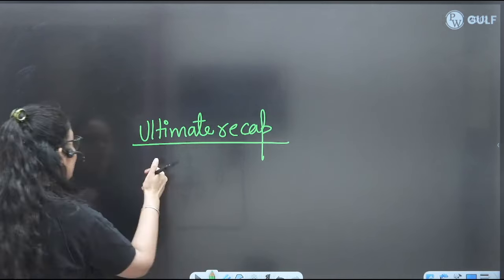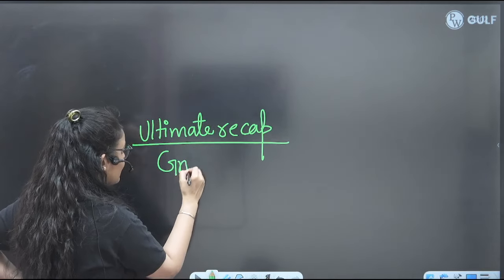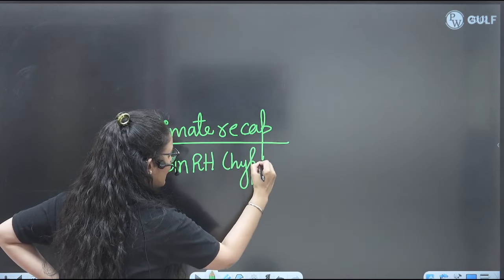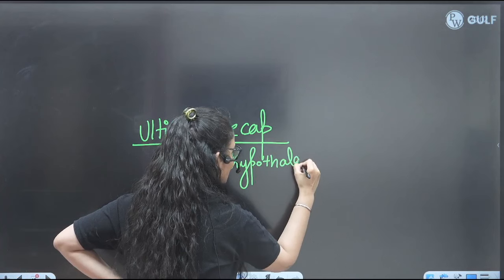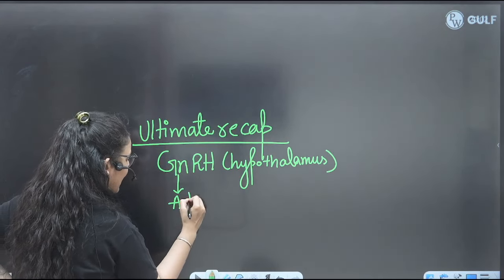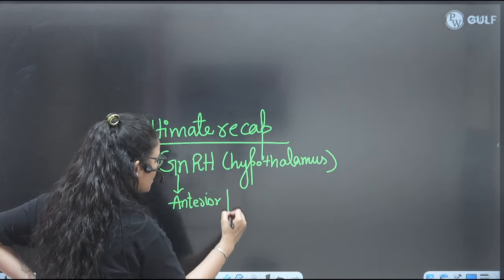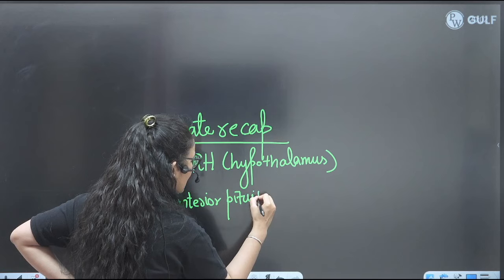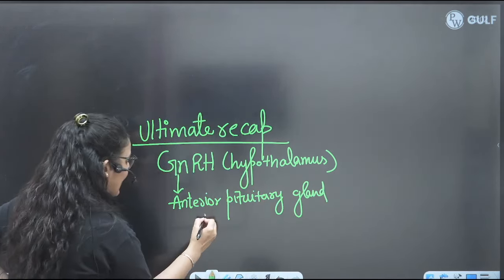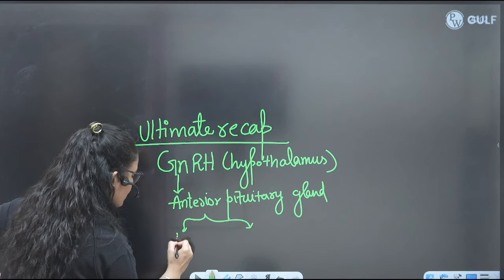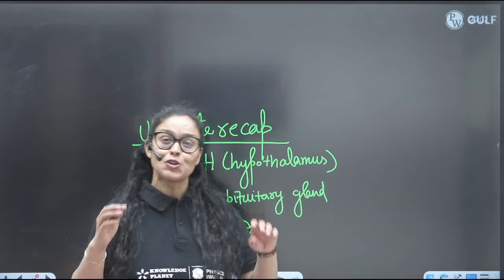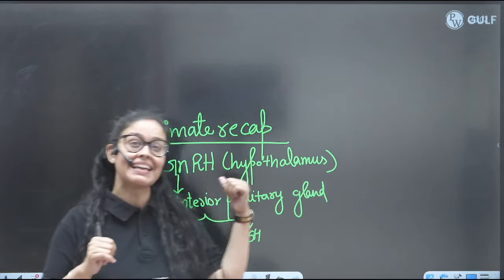And I have given you the function of all the hormones, like I have written GnRH, which is secreted by the hypothalamus, and then this hypothalamus hormone acts on the anterior pituitary gland. Are you getting it? And then I have told you that the anterior pituitary gland will secrete 2 hormones, that is luteinizing hormone and follicle stimulating hormone, right? So this is how you have to write the answer. See, bacha, this is the flow chart. So you have to write down the answer in point form and in this flowchart form.